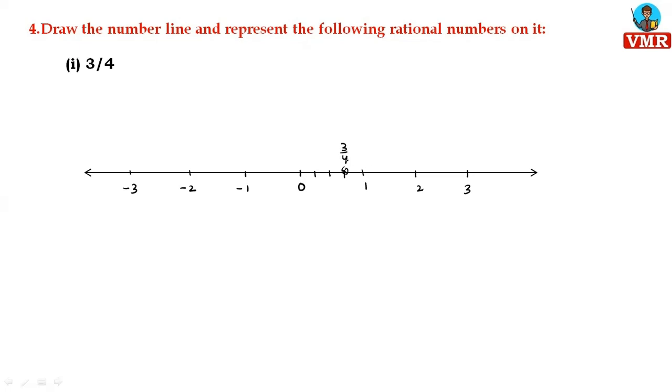Okay, 3 by 4. Okay, and here 2 by 4. Here it is 1 by 4. 1 by 4, 2 by 4, 3 by 4. If we do again, here it is 4 by 4.